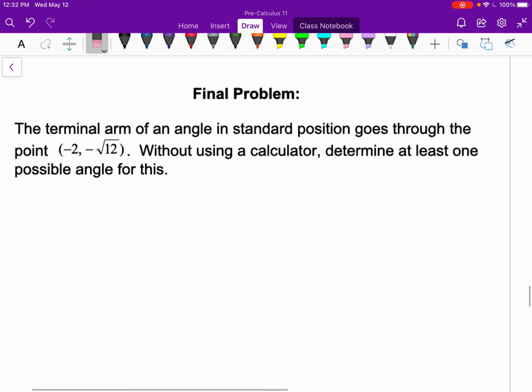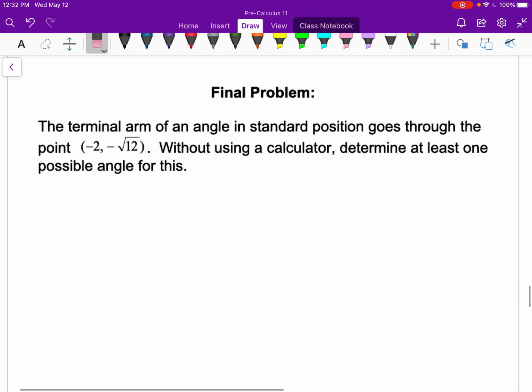let's put some of these things together for a question like this that is quite abstract, but won't require a ton of calculations in the end. So what do I have here, though? I have no visual. The terminal arm of an angle in standard position goes to the point -2 and negative root 12. Without using a calculator, determine at least one possible angle for this.